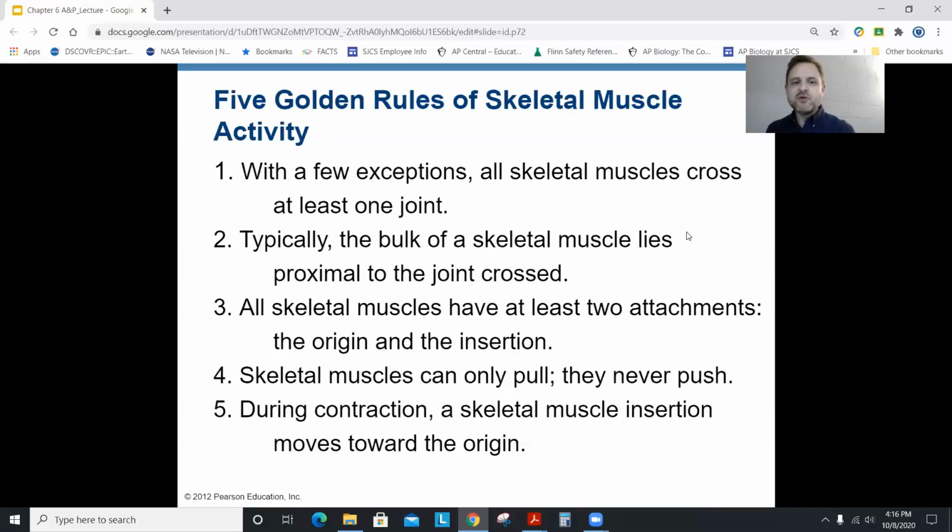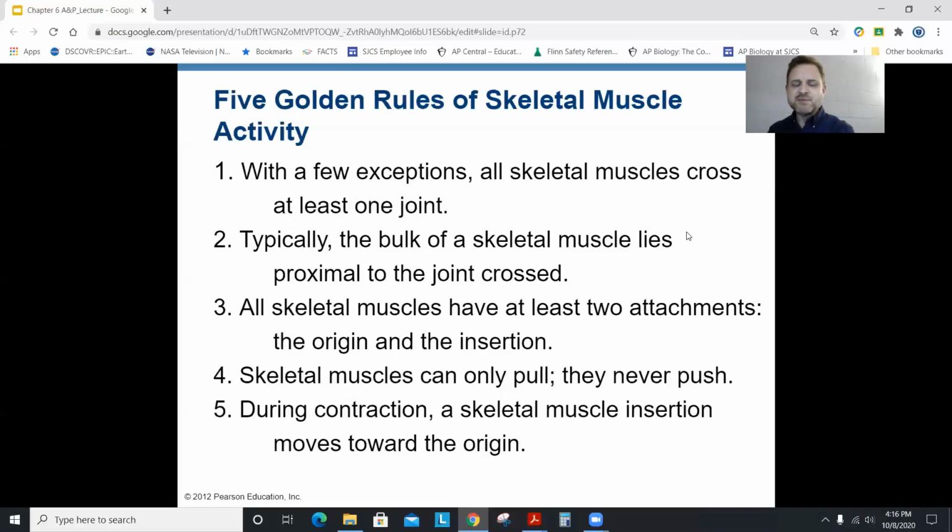Number 1, with a few exceptions, all skeletal muscles cross at least one joint. So think about what your biceps do. Your biceps flex your arm. They move your forearm toward you, right? Those muscles are crossing your elbow joint. Sometimes muscles can cross more than one joint, but they almost always cross at least one joint.